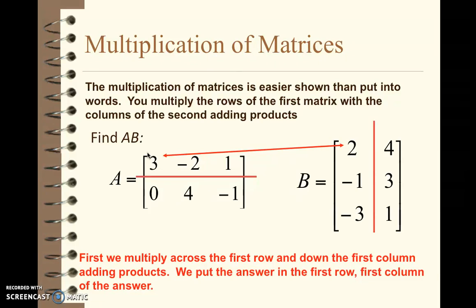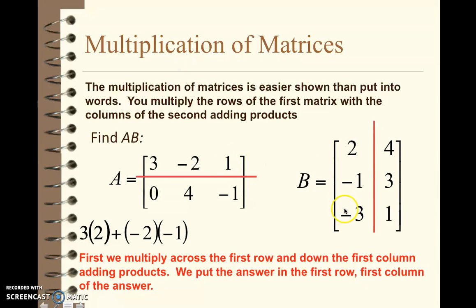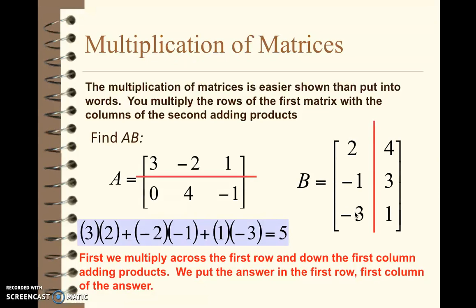So let's start. We start off with the first two elements. So we're going to go 3 times 2, and we're going to add that to the product of -2 and -1. So we end up with 3 times 2 plus -2 times -1. Now we're going to go across to our third element here. We're going to go 1 times -3. And that's going to be added to the other two products, and that will leave us with 5. Now 5 is going to become the first entry or the first element in our answer matrix.